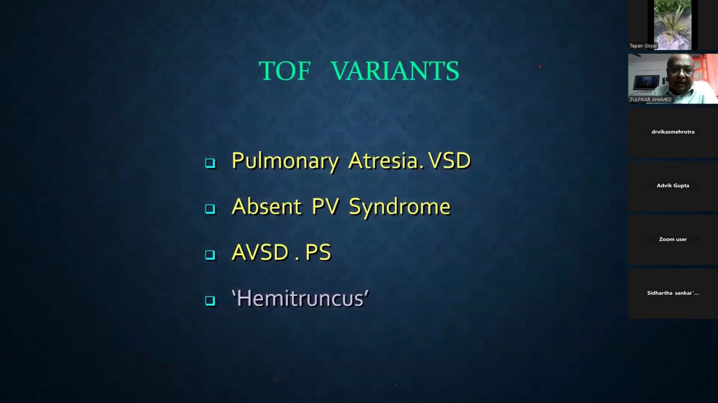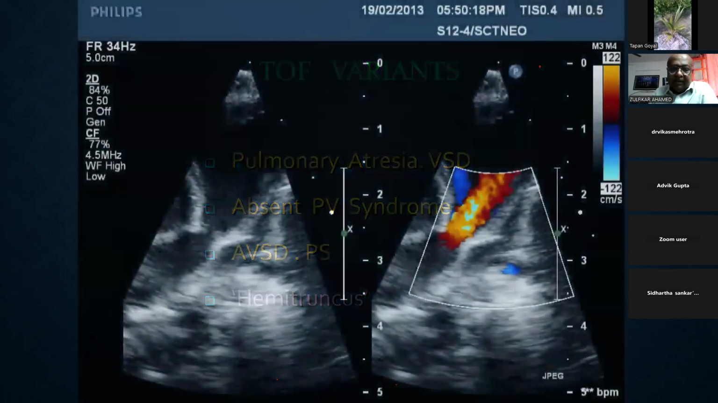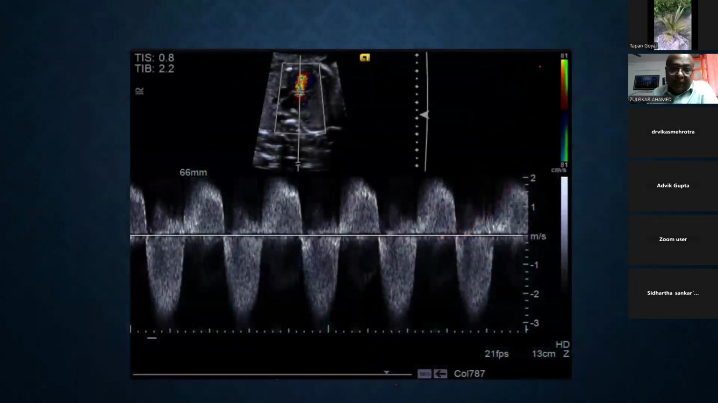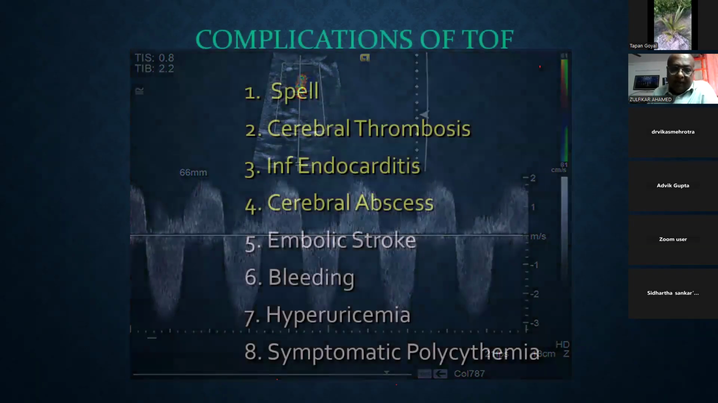Now there is another term called TOF variants, and three important variants which are described at the subspecialty level are a pulmonary atresia with VSD, absent pulmonary valve syndrome, and an atrioventricular septal defect with pulmonary stenosis. This is a picture of an absent pulmonary valve syndrome which can produce a to and fro murmur and sometimes can produce stridor in a regular tetralogy of Fallot.